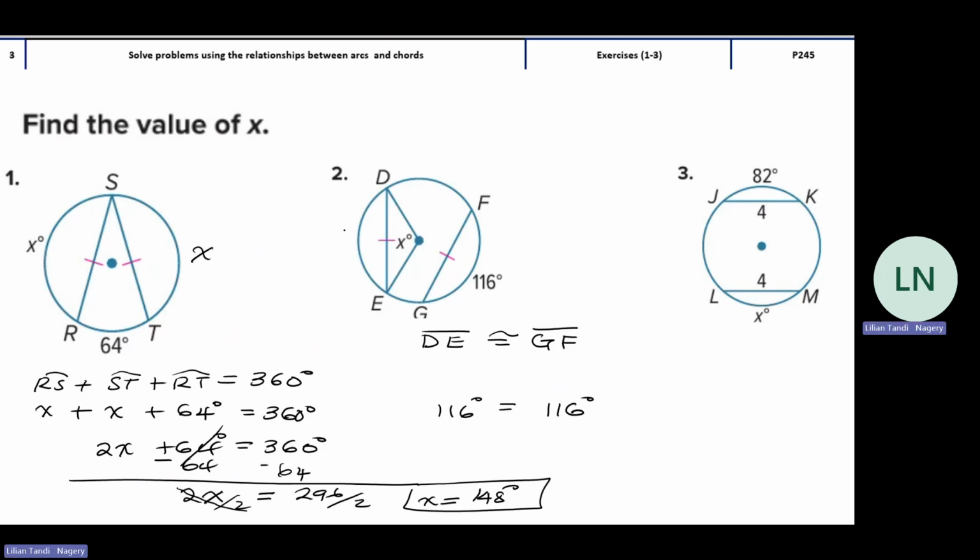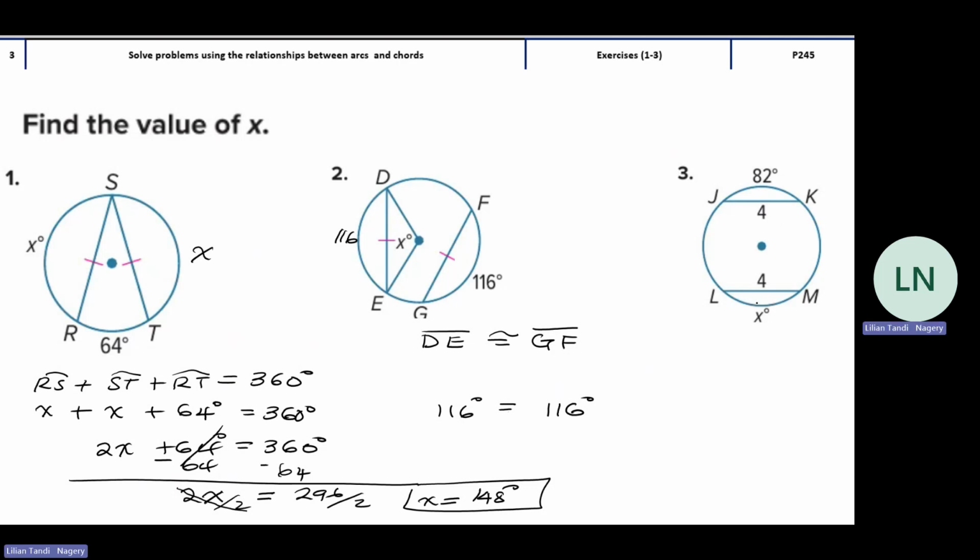No, but I've been given the arc. I need to find the chord. And X is the chord. So DE should also be the same number.